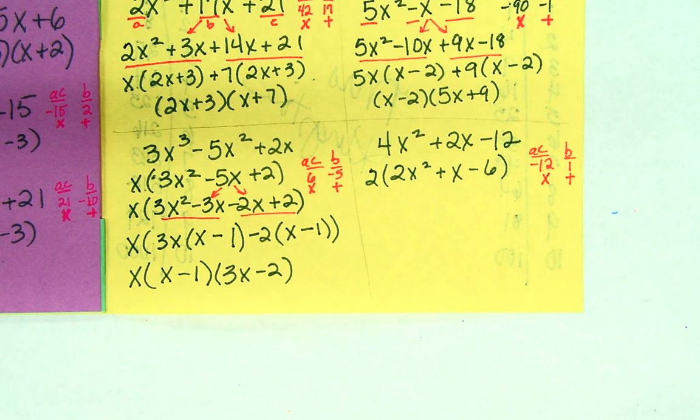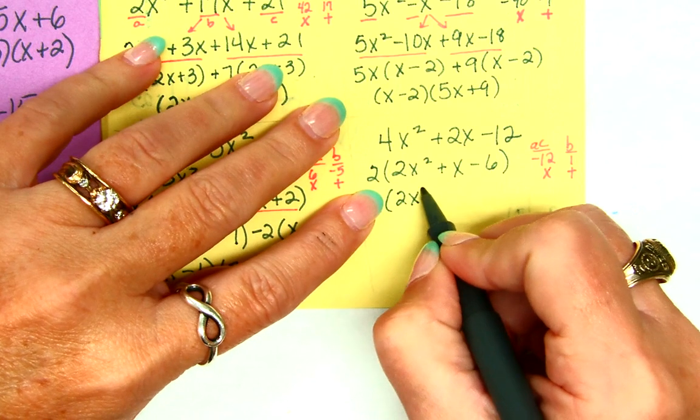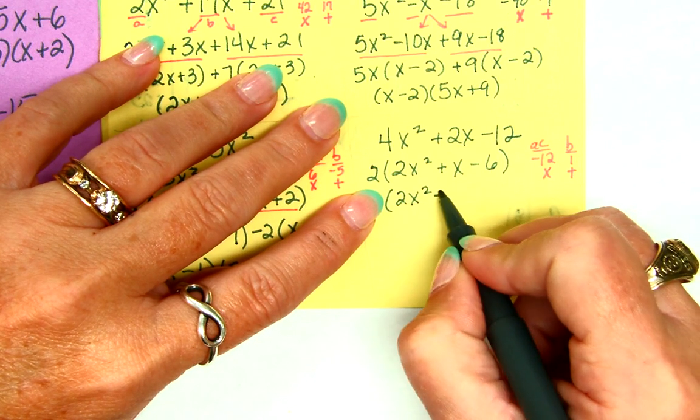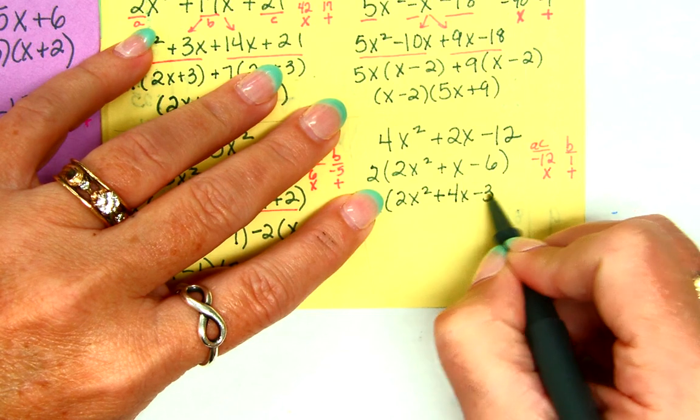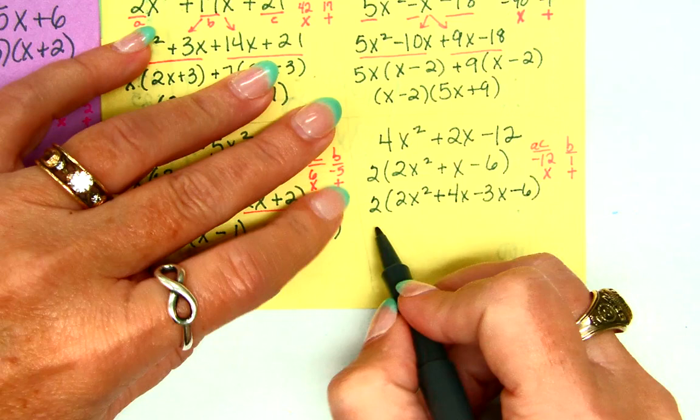4 and 3. What kind of 4 and 3? Positive 4, negative 3, right? Does that make sense? Okay. Drag the 2 along. Rewrite my problem, splitting my middle term into 2 parts, positive 4x and negative 3x. That's what you said, right? Okay. Drag my 2 along.